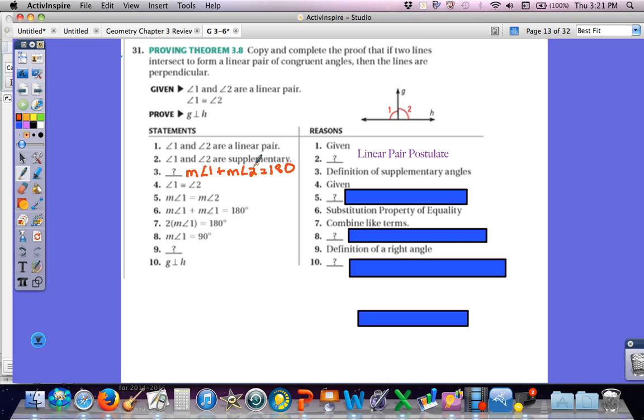Okay, so that's the definition of supplementary. They were also given that 1 is congruent to 2. That means the measure of angle 1 is equal to the measure of angle 2. That's the definition of congruence.